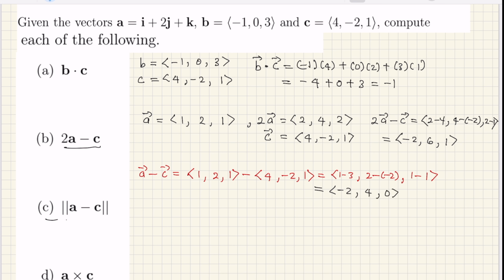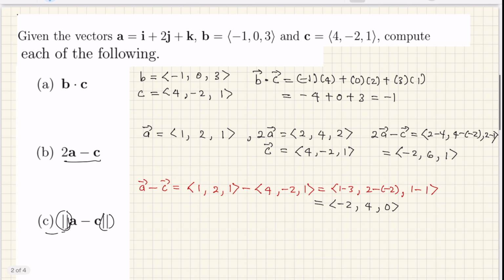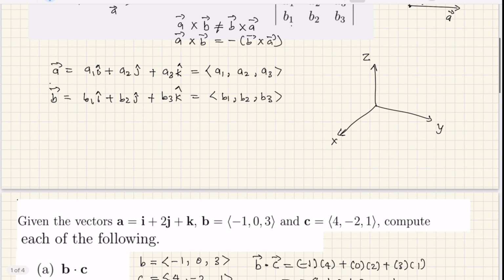But then we are asked to calculate, what does this sign mean? This sign means magnitude. So basically, the magnitude of a vector is its length. If you have a vector, let's say vector A, the magnitude of A is just the length of this vector. And how do we calculate the length of a vector, or let's say the magnitude of a vector?